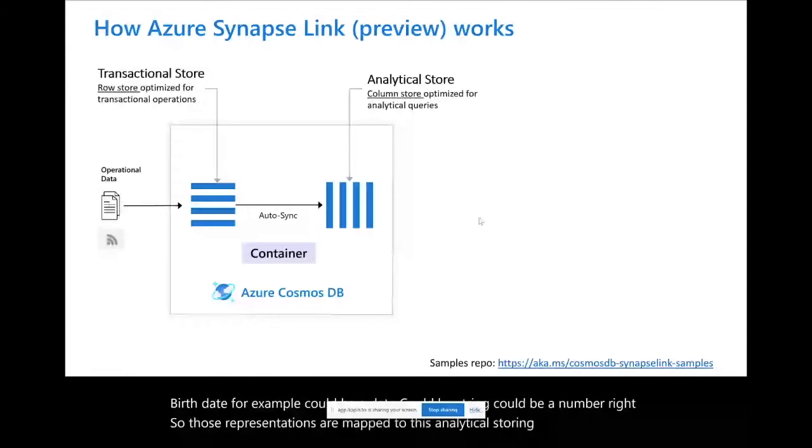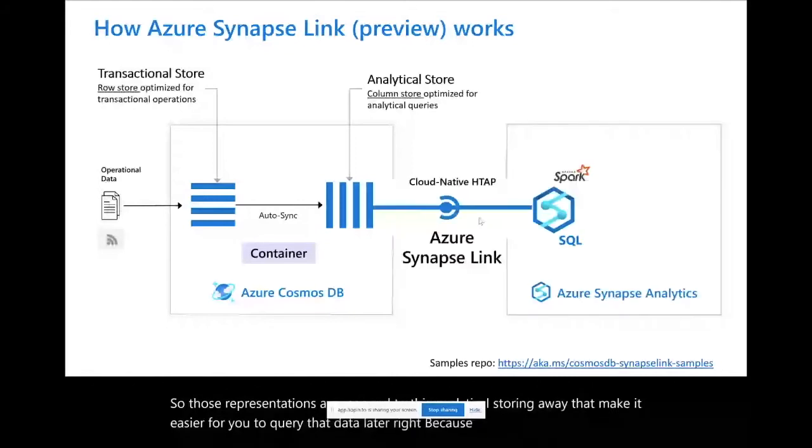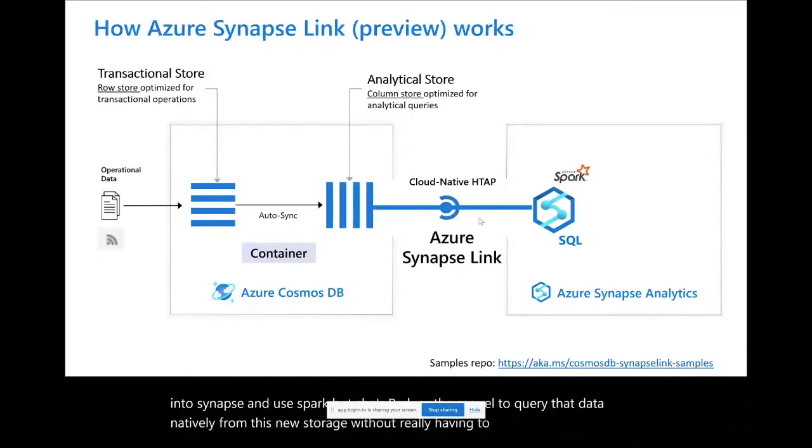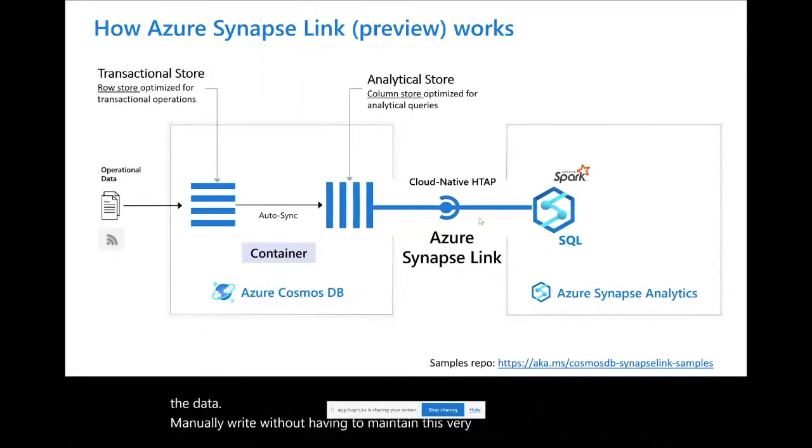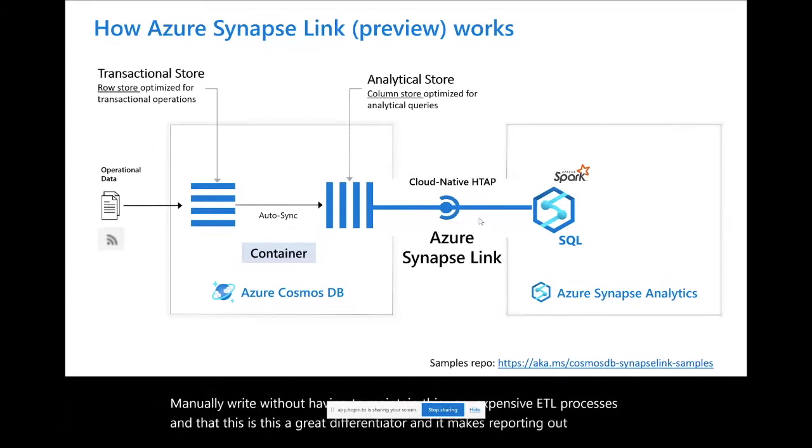And because of Synapse Link, you can log into Synapse and use Apache Spark or T-SQL to query that data natively from this new storage, without really having to store a copy of the data manually, right, without having to maintain these very expensive ETL processes. And this is a great differentiator, and it makes reporting out of an operational database like Cosmos DB a relatively easy proposition.